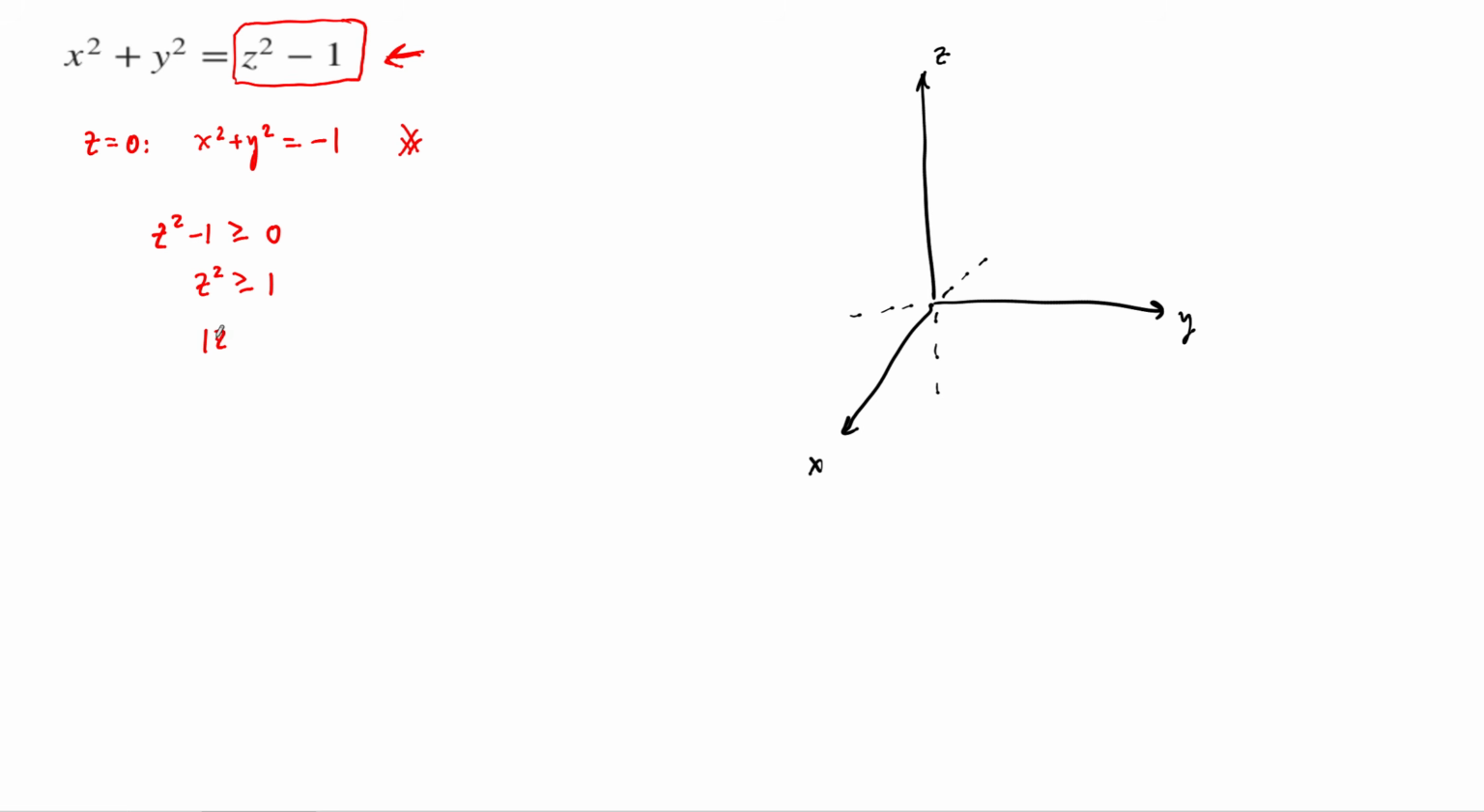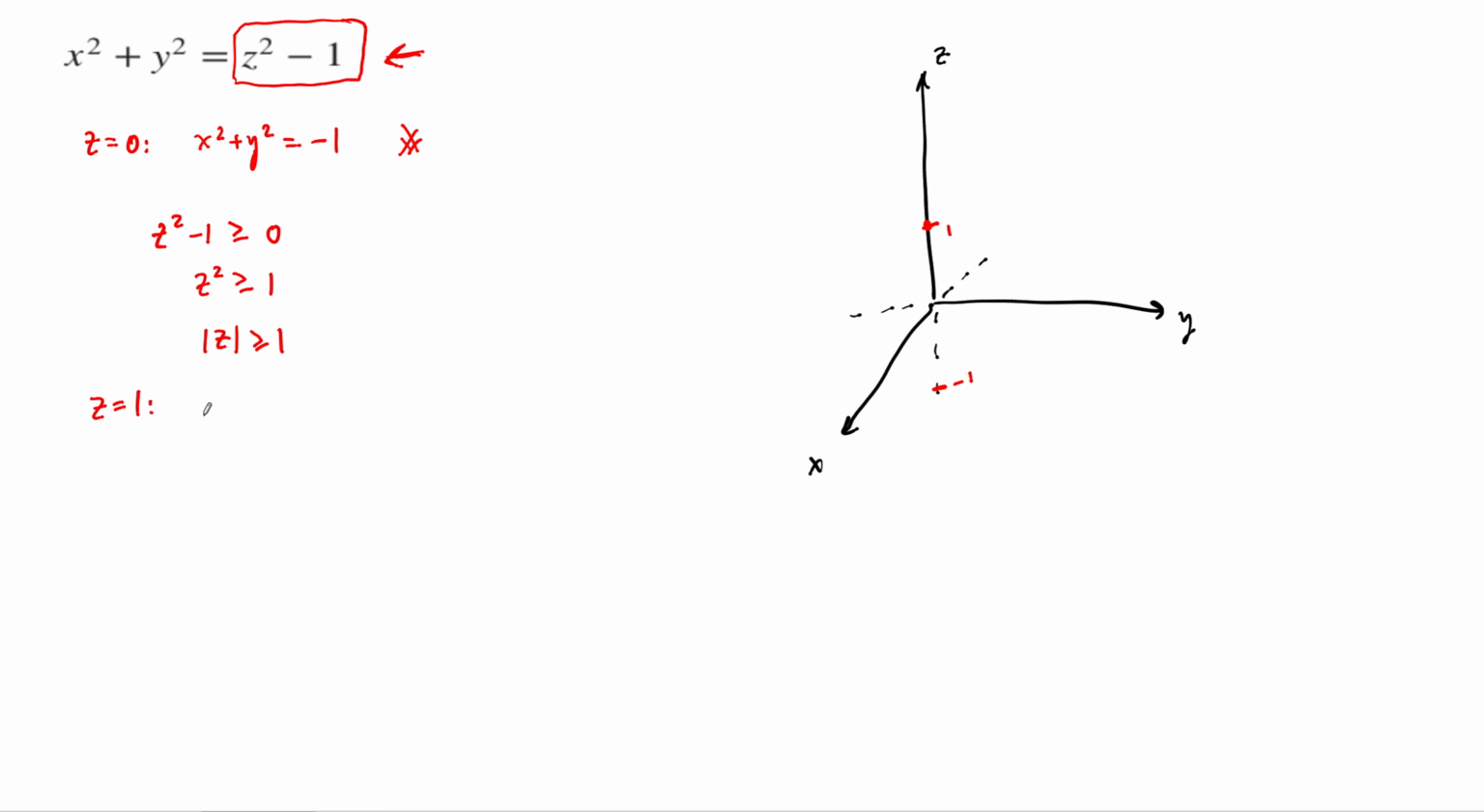And so in general, our absolute value of z has to be greater than or equal to 1. And so this means that our graph doesn't even start until we get up to a height of 1 or down to a height of negative 1. All right, so let's take those two slices. Nothing in between, right? Nothing in between, because then we'll have a negative radius on the right-hand side.